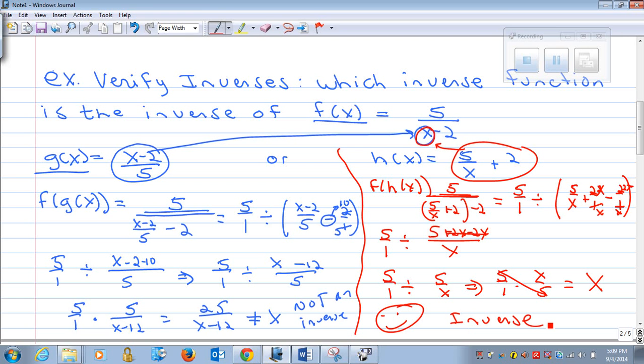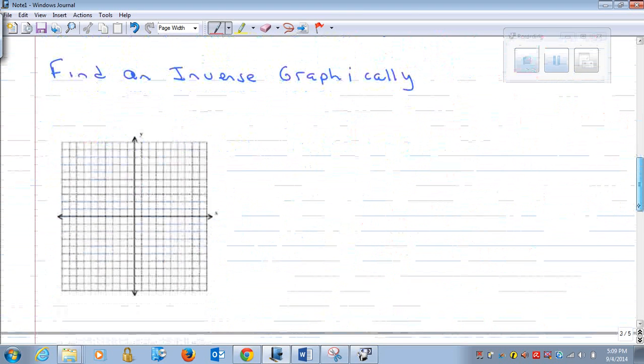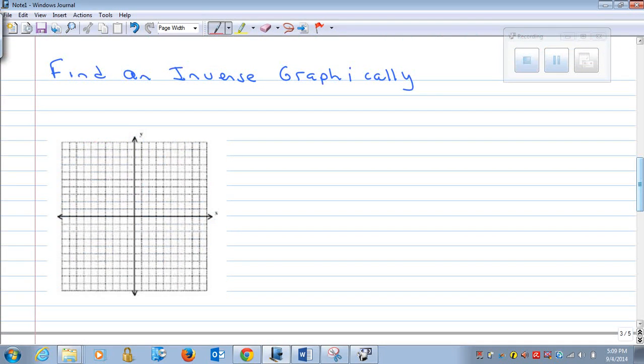All right. Next, we're going to take a look at finding inverses graphically. So the first thing we're going to do is take f of x equals x squared, where x is greater than or equal to 0. Let's go ahead and do a t-table and plug in our information. The restriction is x has to be greater than or equal to 0.